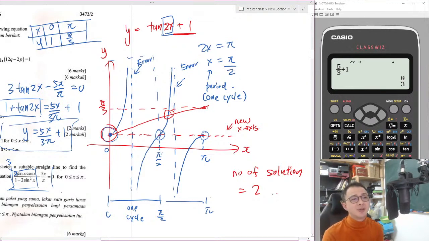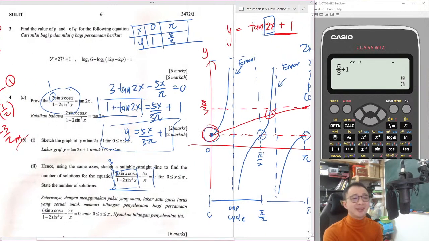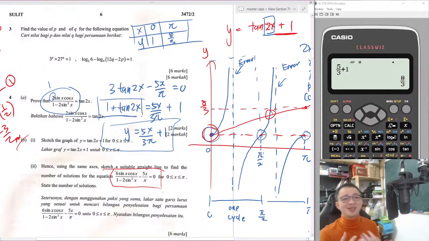Okay, so for this kind of question, I will not say it's very hard, but if you have no idea what the tangent graph looks like, it's kind of hard for you to draw. And after you draw the tangent graph, then next you need to solve this equation. The examiner is trying to make this equation look as complicated as possible, because they're trying to stop you from drawing the straight line.